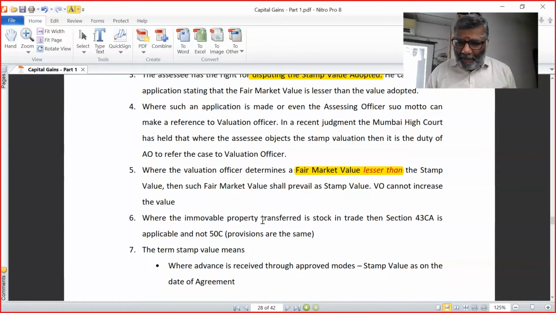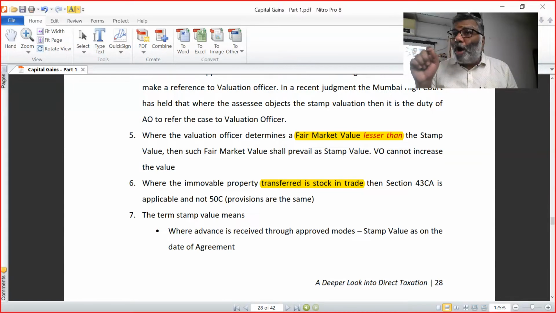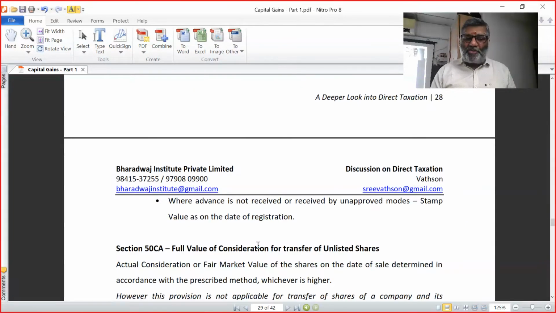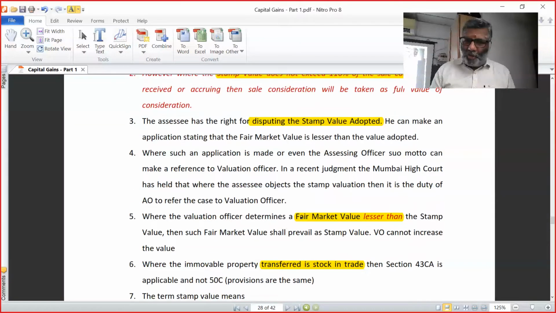Where the immovable property transferred is stock in trade, the same provision applies, but it is taxable under PGBP, section 43CA. Stamp value on what date should I take? Is it the date of agreement or the date of registration? Where advance is received through approved modes, on the date of agreement. Where no advance is received or advance is received by unapproved modes, like cash, bearer cheque, cross cheque, on the date of registration. I request you to read through once.